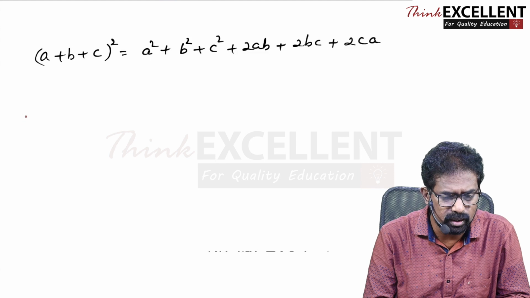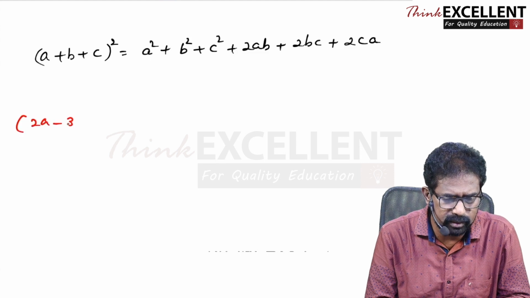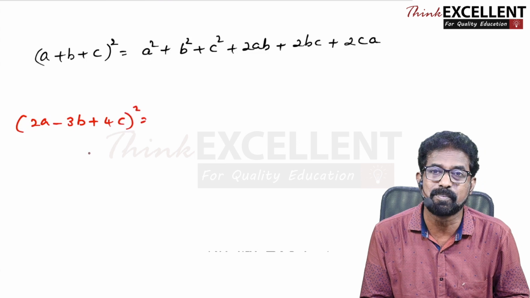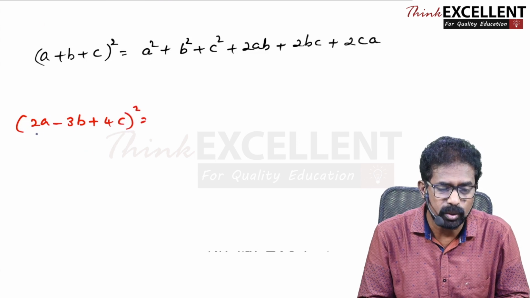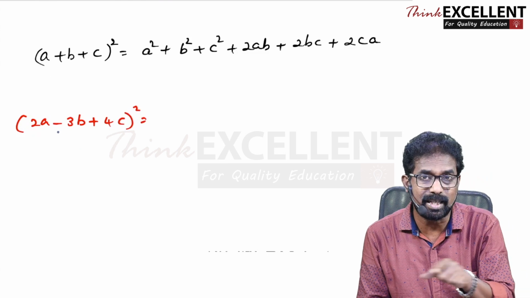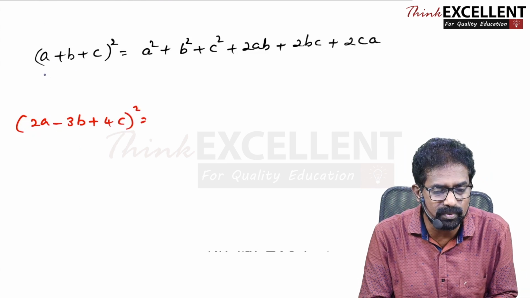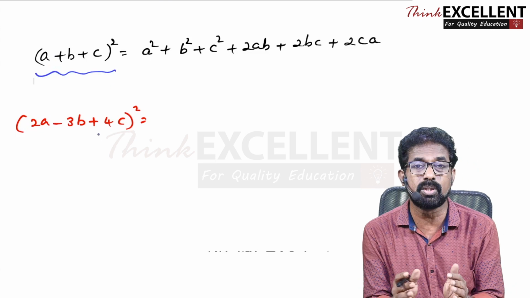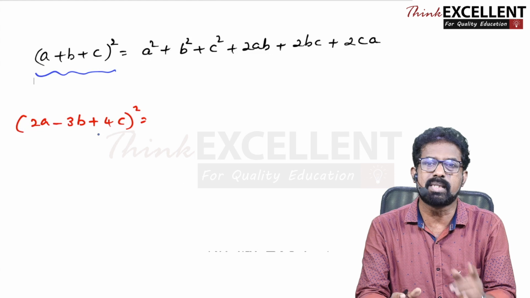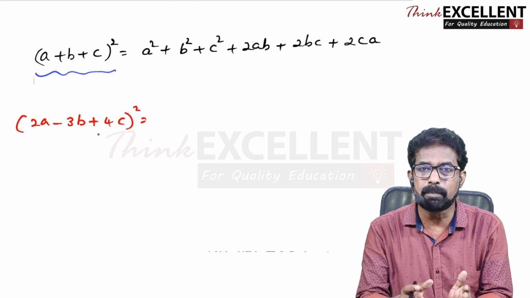Suppose the question is (2a − 3b + 4c)². Let us see how to do this. What is our a here? 2a. What is our b? −3b. Here the minus we also take, because we are going to use this formula. We are not going to use the formula (a − b + c)². We are going to use just one formula, (a + b + c)².